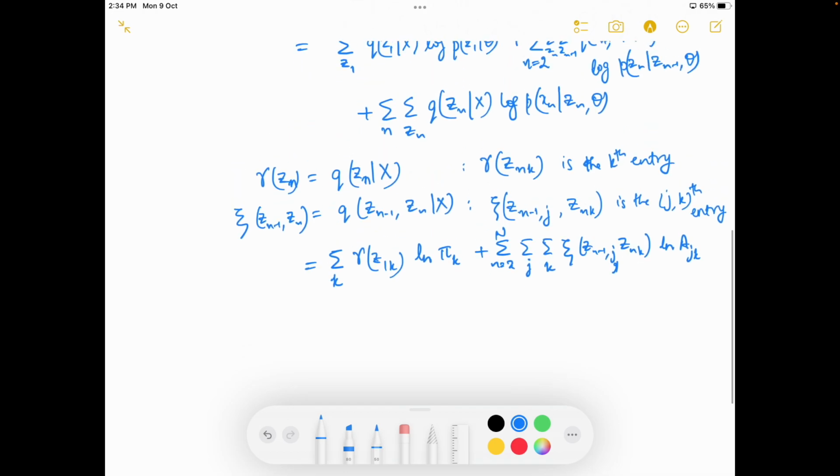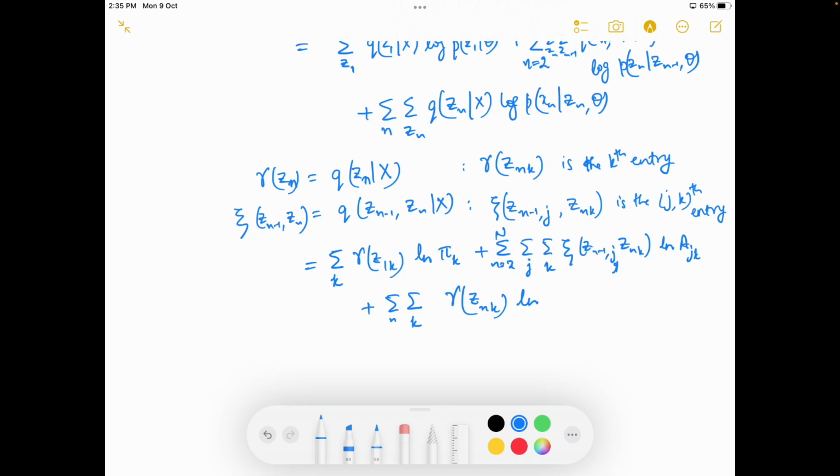Okay, then the third term is summation over n, summation over Zn. Zn is K basically. Zn goes from 1 to capital K. Q of Zn given X. Q of Zn given X is gamma Zn, and the kth entry is gamma Znk, times log of P xn given Zn comma theta.